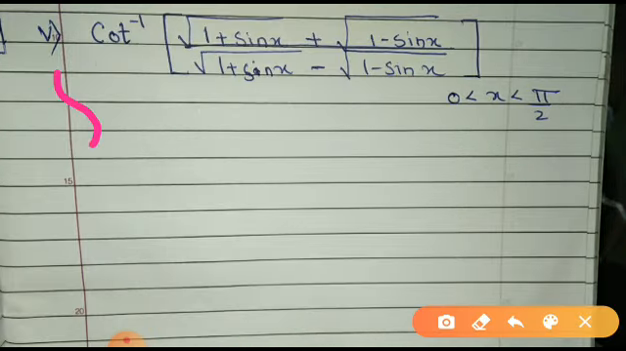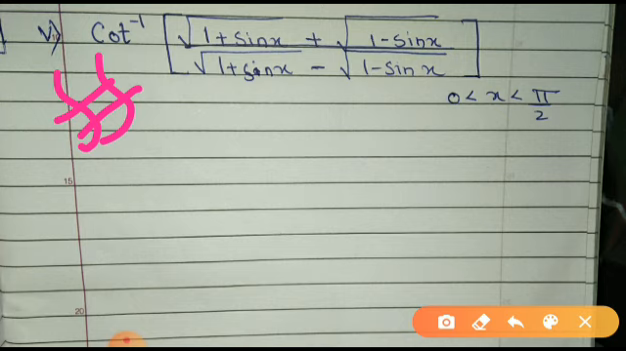Now this question again is an important question. Cot inverse of root of 1 plus sin x plus root of 1 minus sin x, divided by root of 1 plus sin x minus root of 1 minus sin x. Now this question either you can do by rationalizing or the other method. I am not using the rationalizing method. I am using the second method. If you need, you can try rationalization.